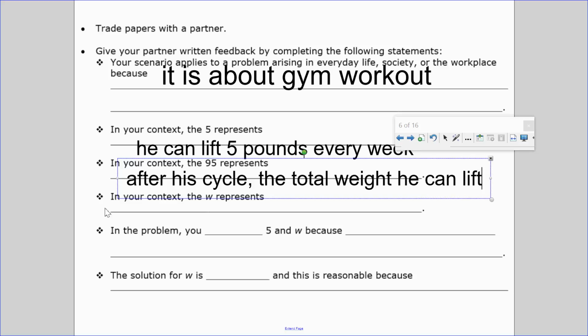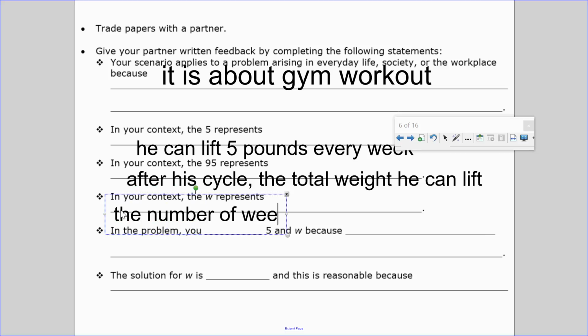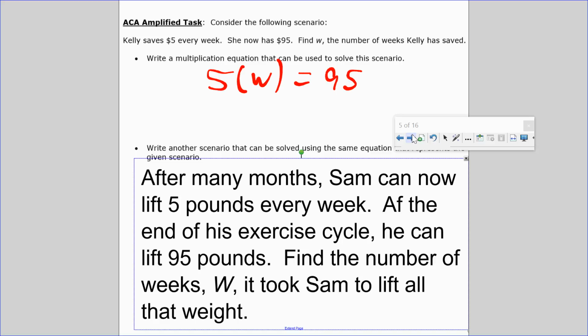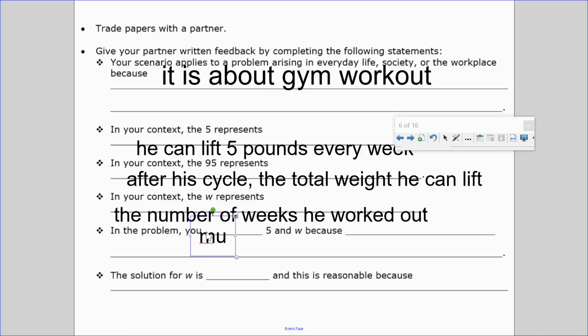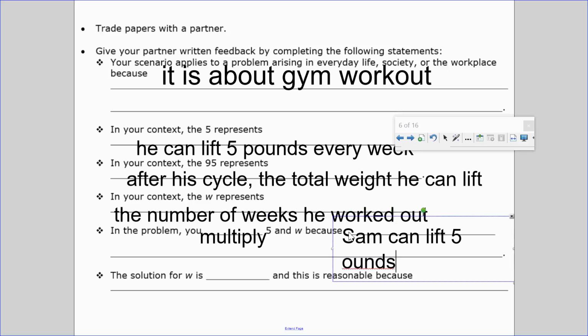What does the W represent? W is the number of weeks he worked out. In the problem, this is multiplying, so you multiply 5 and W because Sam can lift 5 pounds every week. And a solution.